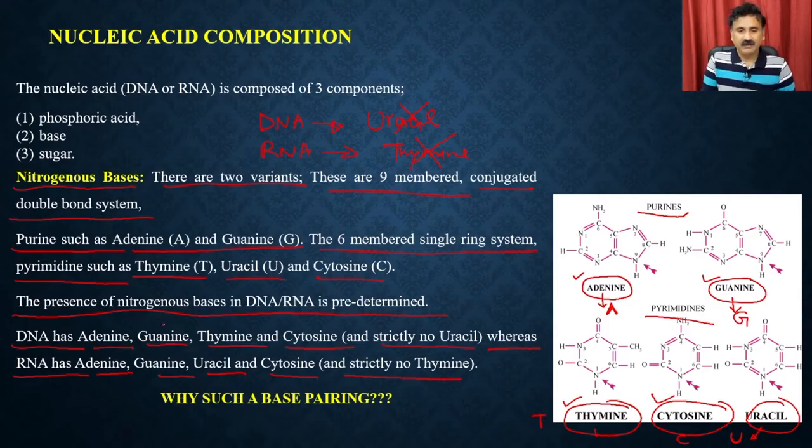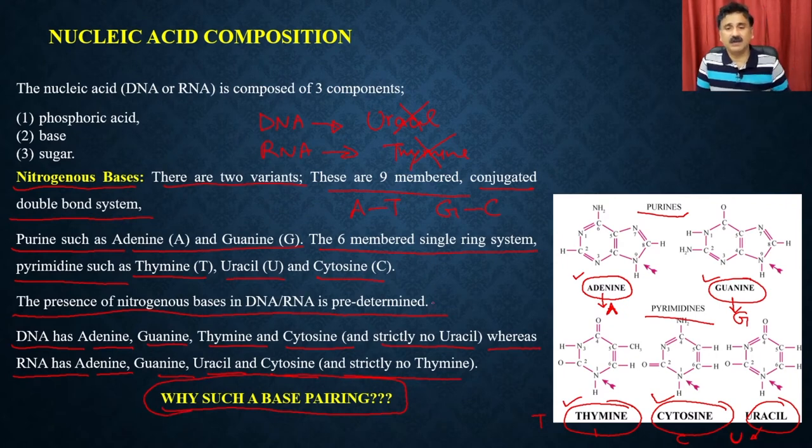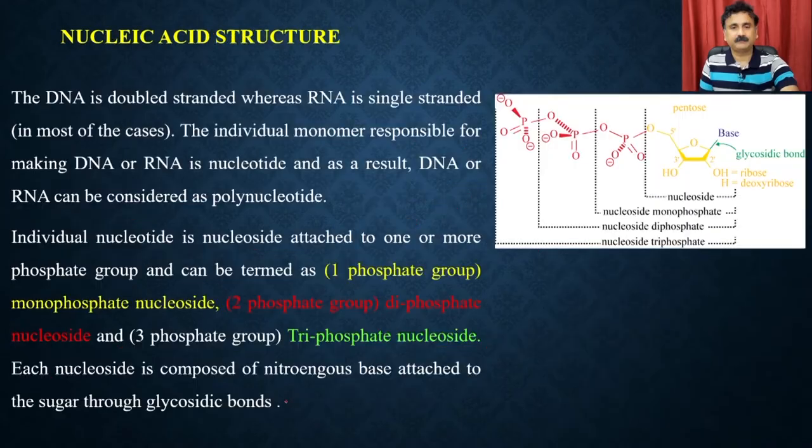Now these bases make a pair with each other: A makes a pair with T, whereas G always makes a pair with C. So why such a base pair? That question is very important, and we are going to answer it when we talk about the base pairing of A and T and G and C. Now let's understand the structure, and that is also going to give you the idea about the base pairing.